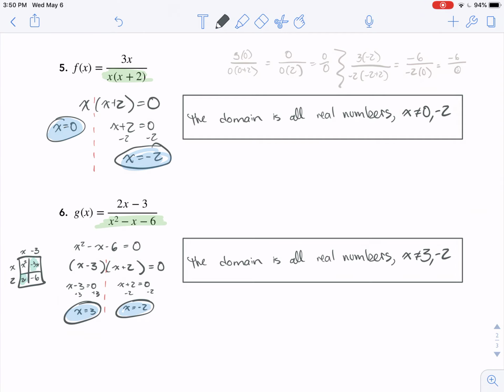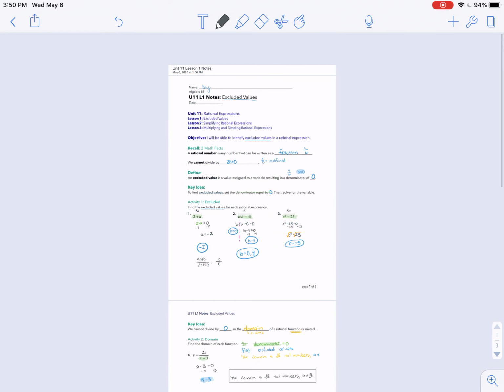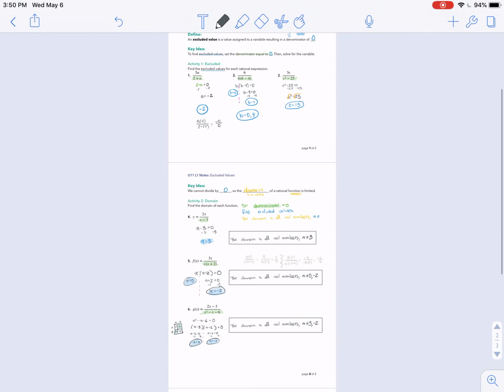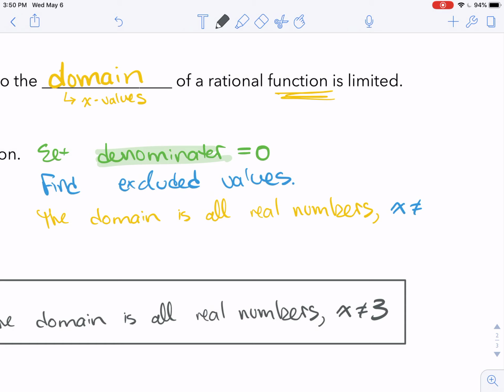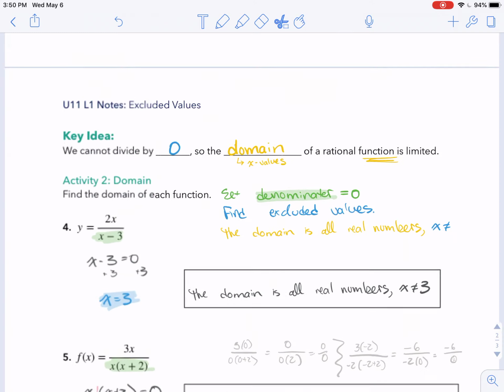That's it. All set. Way to go, guys. Remember our steps here. We want to set the denominator equal to 0, find our excluded values, and then say the domain is all real numbers except for our excluded values.